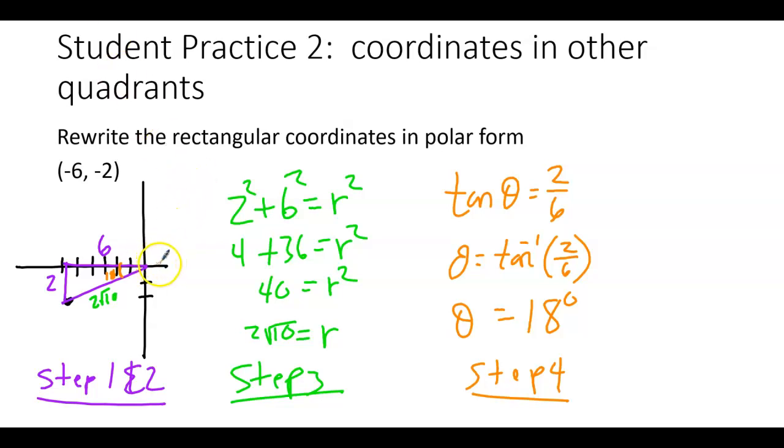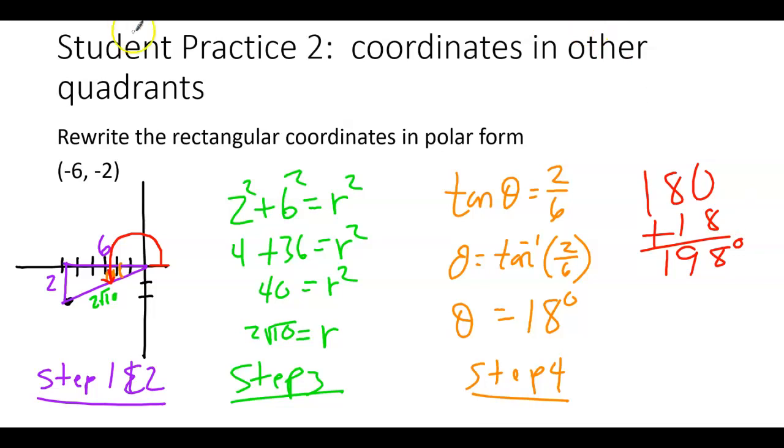So we need to find the angle that starts from this side and rotates in a counterclockwise direction until we get here. So what would that angle be? Well, that's 180 plus 18. So the answer is 198 degrees.